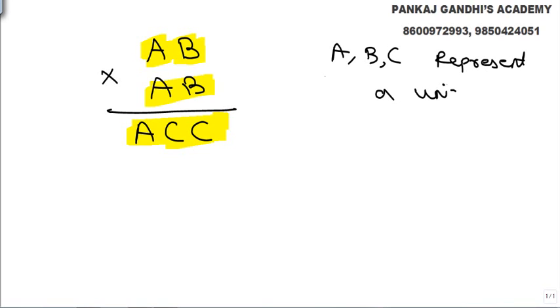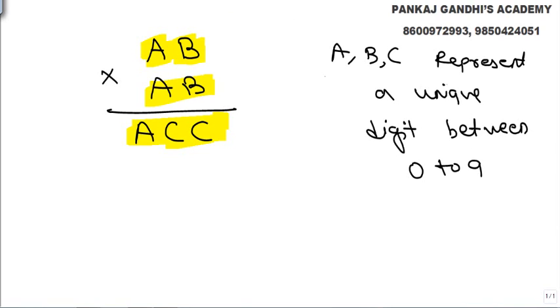a unique digit between 0 to 9. Find the value of each one of them. When I say unique, it simply means if A is 5, no one else will be 5. Similarly, if B is 5, no one else will be 5. If A is 1, all these A's will be 1.